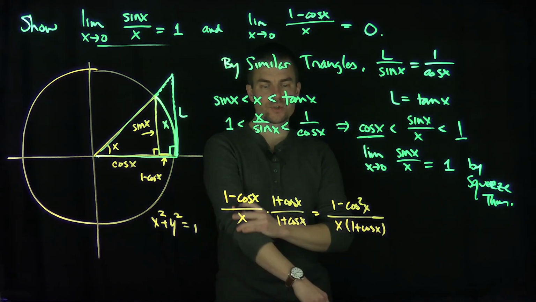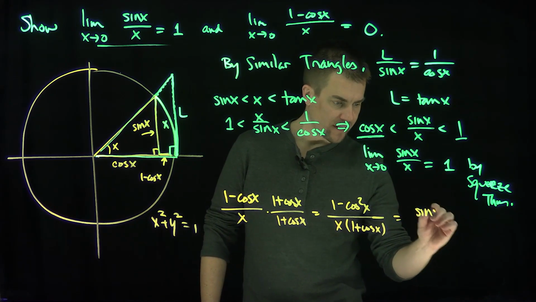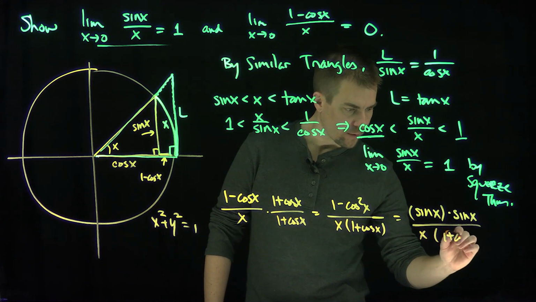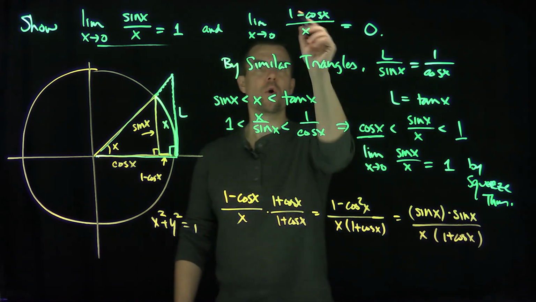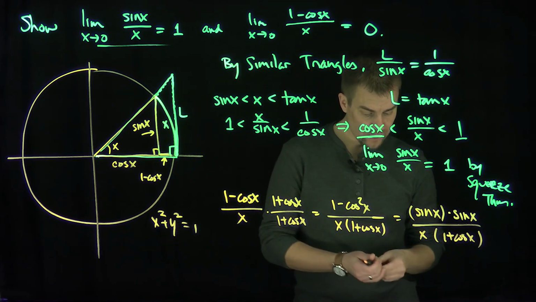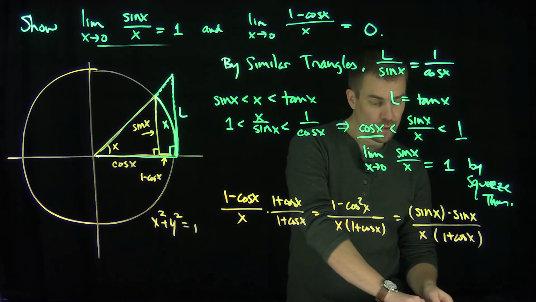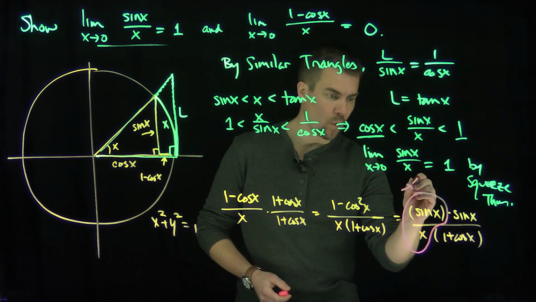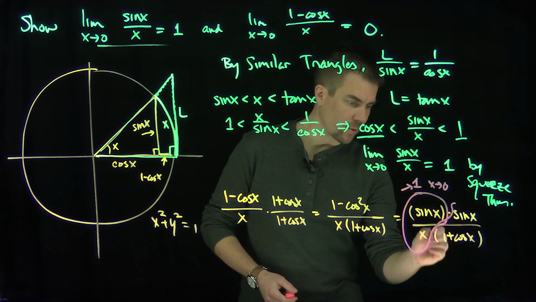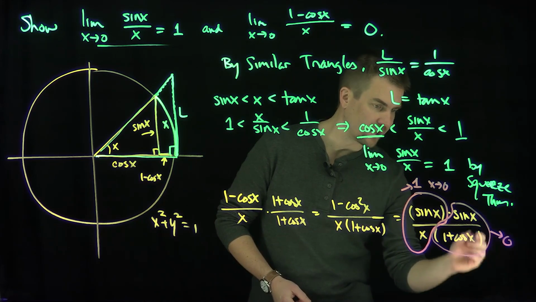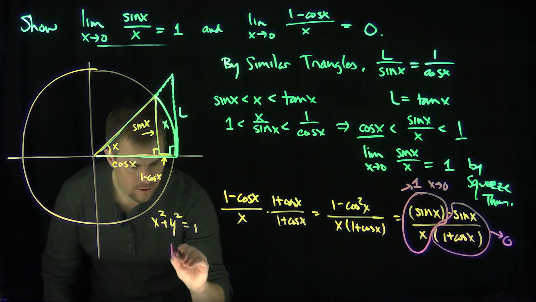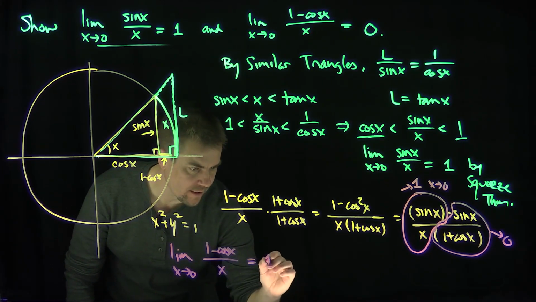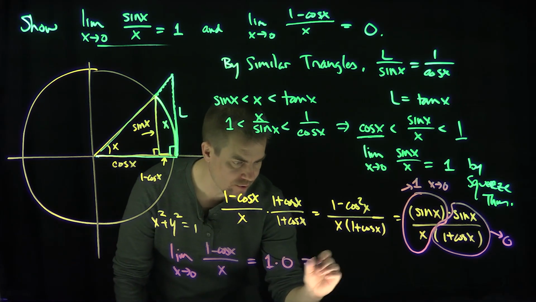Now 1 minus cosine squared is sine squared. So I'm going to write it as sine of x times sine of x, just to be pedantic about it, over x, and then a 1 plus cosine of x. So algebraically, our expression, 1 minus cosine x over x, is identical to this. Now let's look carefully. I can use limit laws, because we just proved that this limit tends to 1 as x goes to 0. And as x goes to 0, what does this converge to? This goes to 0. So the limit as x goes to 0 of 1 minus cosine x over x is going to be 1 from the sine of x over x times 0, so that limit is equal to 0.